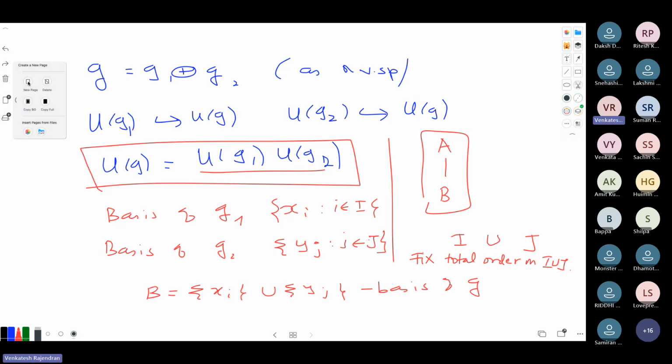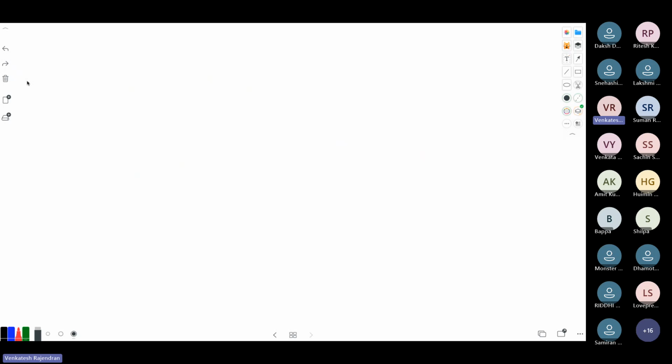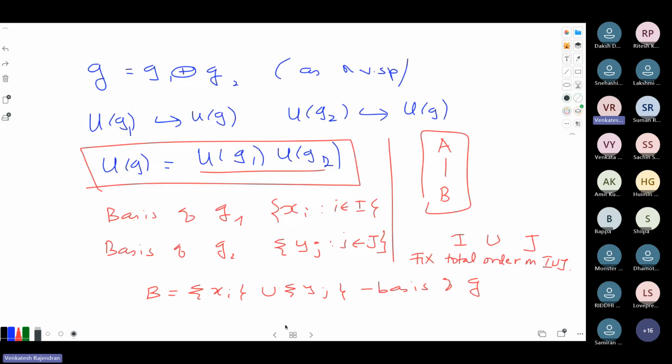So if you write down the PBW basis, how will it look? Let's write down the more practical one. You have xi1, etc., xik, where you allow i1 less than or equal to etc. less than or equal to ik. And then you have yj1, etc., yjl, where again you allow j1 less than or equal to etc. So now this is going to be a basis for your UG.